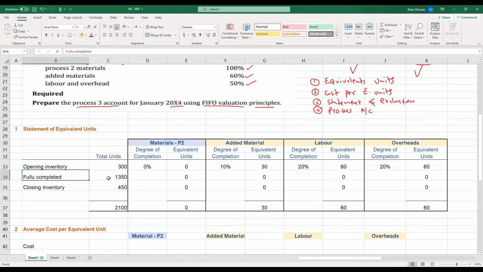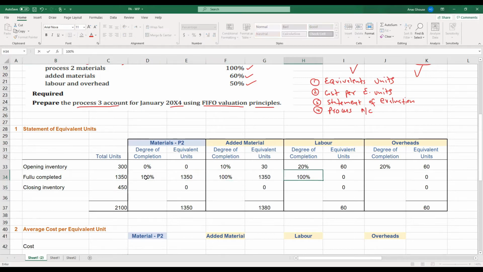As far as fully completed units, 1,350, it is completed. As these 1,350 units are fully completed in all the categories, we take 100% completion. Material from process 2, added material, labor and overheads are all 100% completed. So the equivalent units will be 1,350.